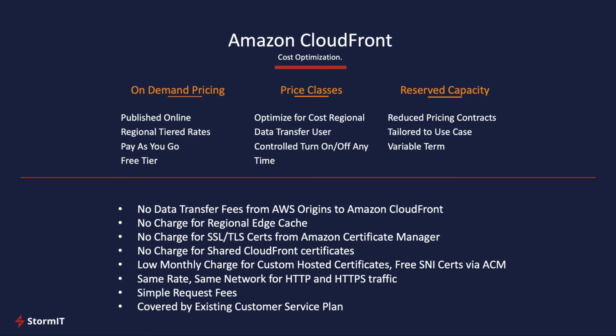Upon sign up, new AWS customers receive 50 GB data transfer out and 2 million HTTP and HTTPS requests each month for free for the first year. Everything beyond the free tier or after the free tier expires, AWS will charge you based on on-demand rate per region.